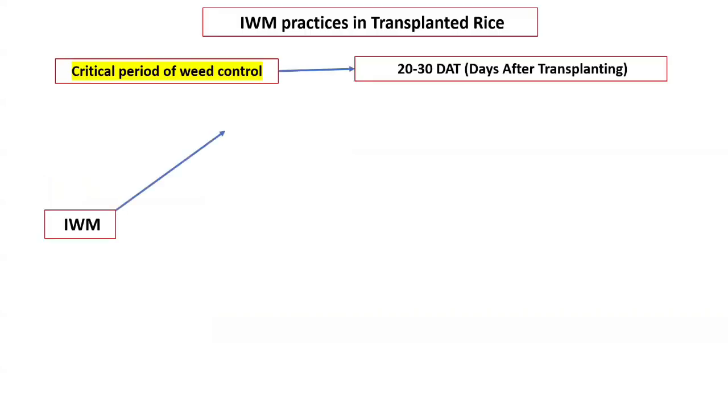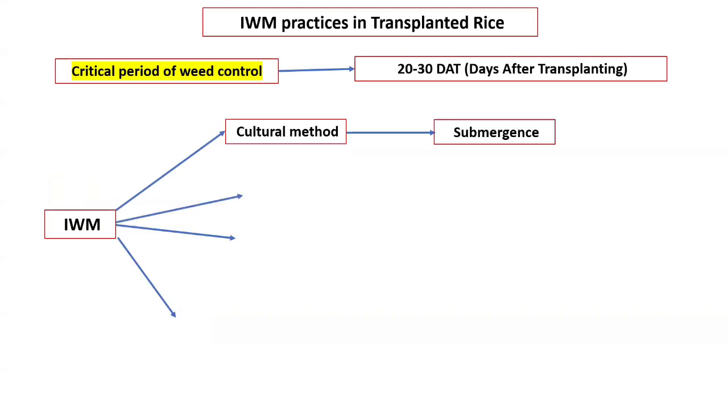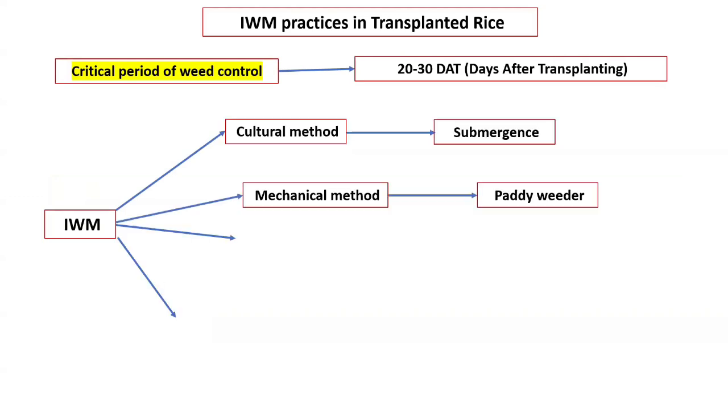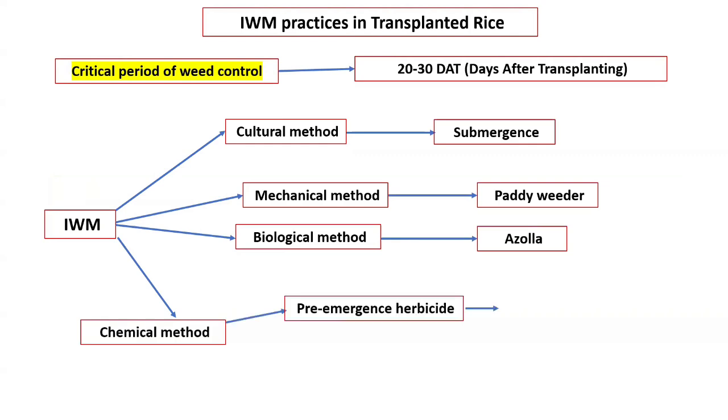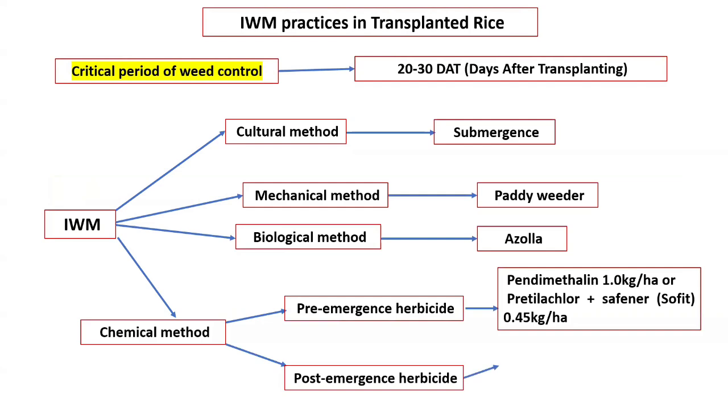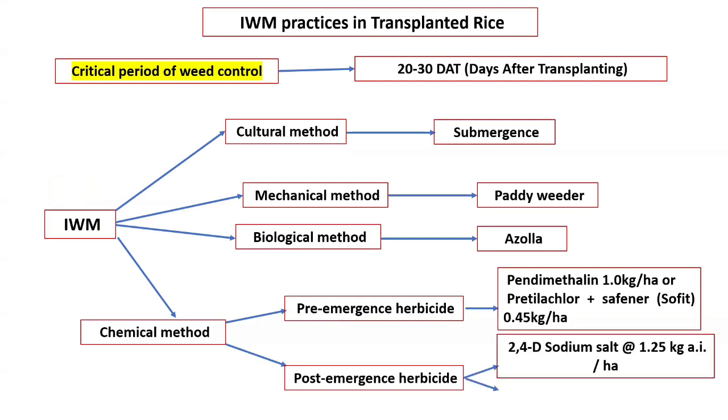Okay. So now, integrated weed management practices in transplanted rice. We already know rice cultivation is done in many methods: transplanted, upland rice, and others. For transplanted rice, one thing to keep in mind for weed management is one famous term, that is critical period.